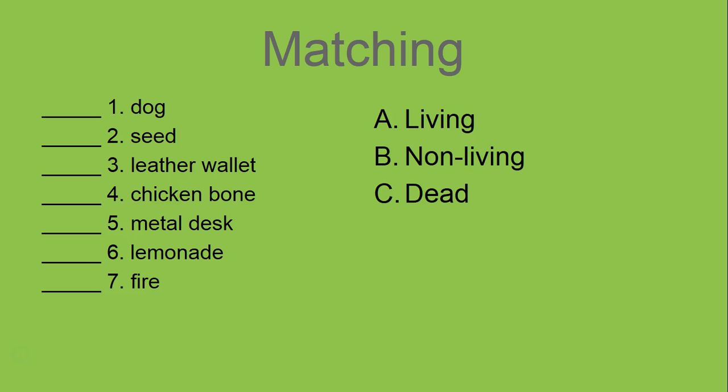So take a look at these particular items and determine whether they are living, non-living, or dead. You have a dog. You have a seed. You have a leather wallet. You have a chicken bone. You have a metal desk, some lemonade, and fire.